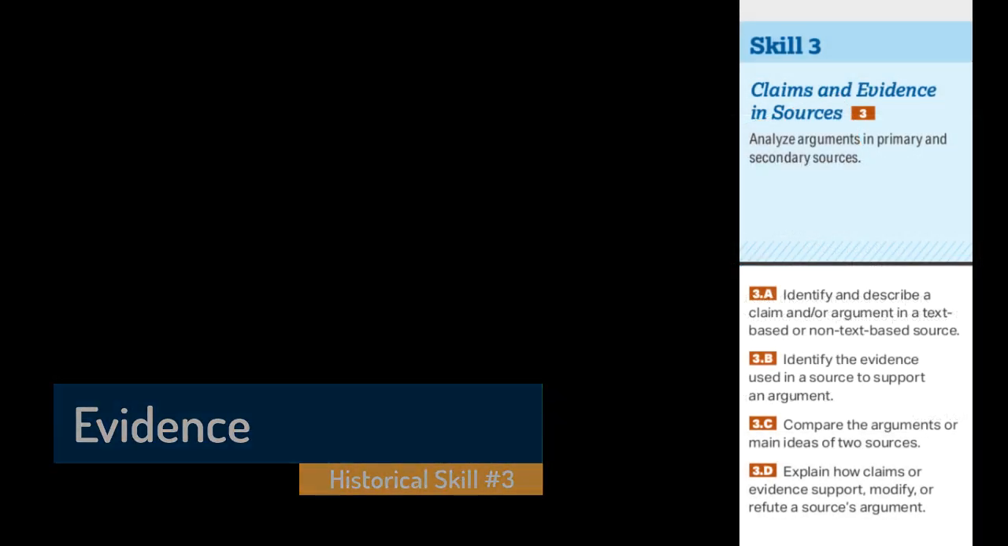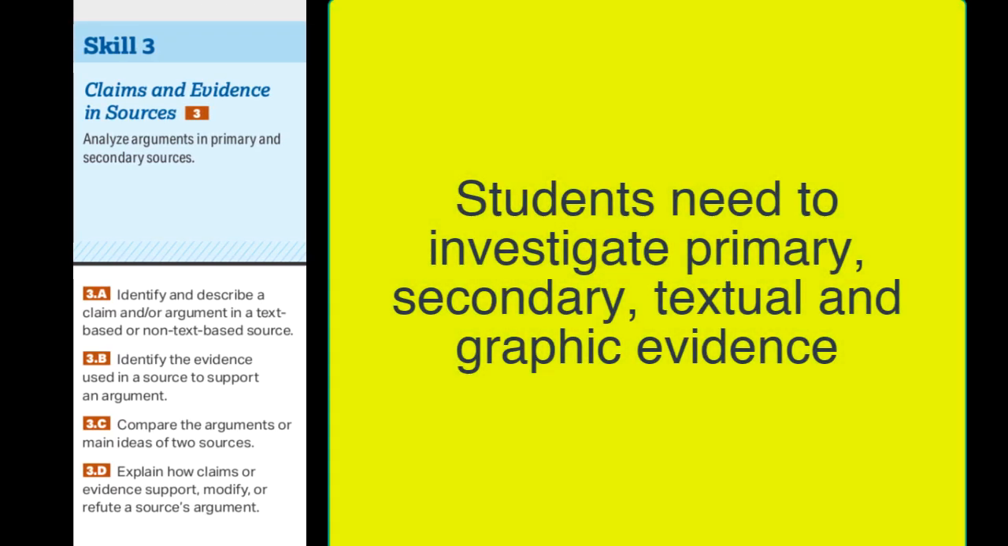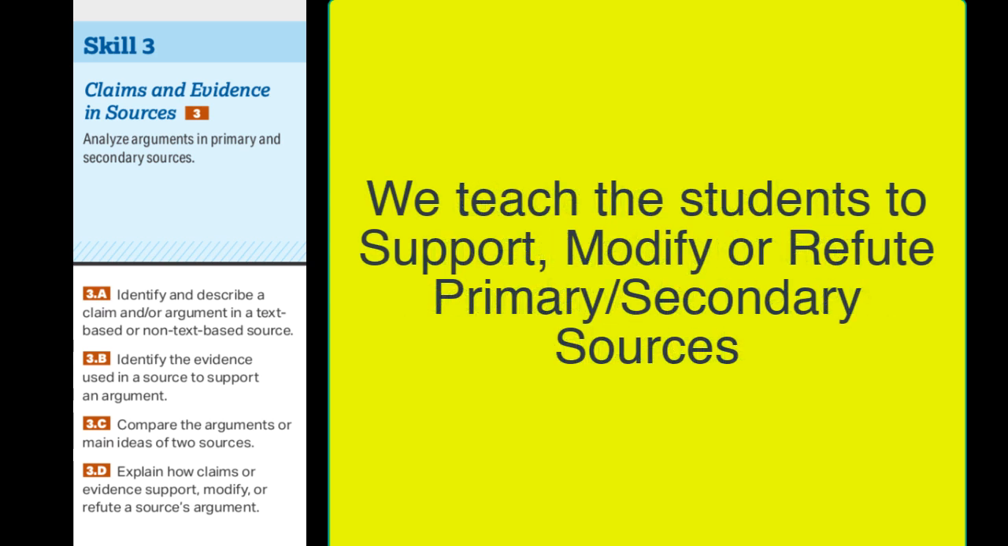Skill number 3 is about evidence. Evidence is a lot more complicated than we might think for students. Why? Because there are different types of evidence. There's primary source evidence and secondary source evidence. We also know that there can be textual evidence versus graphic evidence. And in the end, we want students to be able to compare pieces of evidence, to show how evidence can support or maybe modify or even refute an argument that is being made.